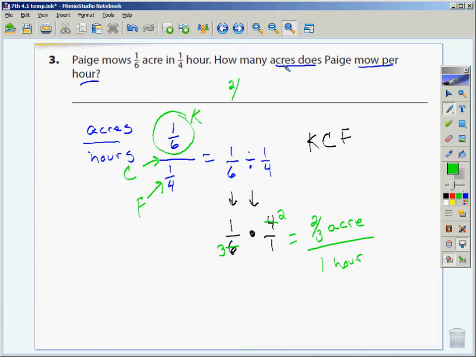It says how many acres does she mow per hour? 2/3 of an acre per hour. So write it like how you have it. 2/3 of an acre per hour. Is that ACRE? ACRE, acre.